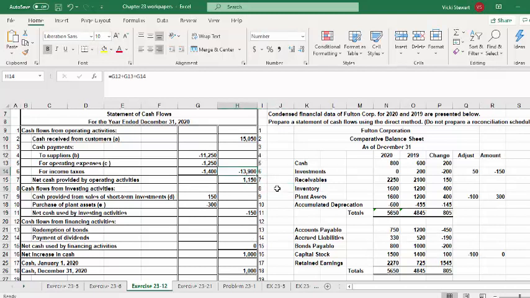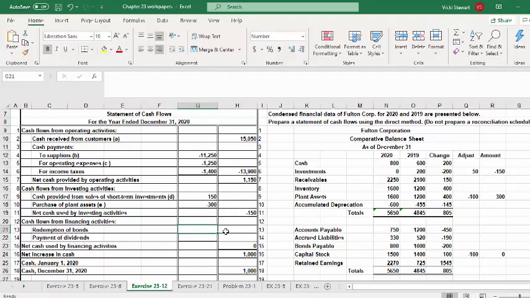So now we had our total for our cash payments of $13,900, which we would subtract from the $15,050 to give us net cash provided by operating activities of $1,150. We have our cash provided from the sales of the short-term investments from the bottom of $150, and we have the purchase of plant assets from the bottom of $300. So we have net cash used by investing activities of $150.